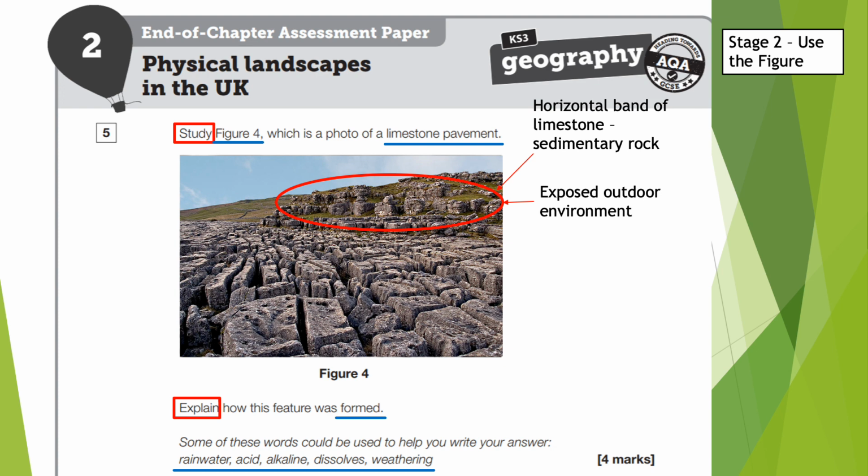Hopefully you remember that sedimentary rock is formed when small pieces of rock, known as sediment, settle at the bottom of the ocean. Over time, layers and layers of this sediment build up on top of each other, crushing the sediment below it, compacting it, and turning it into this sedimentary rock.